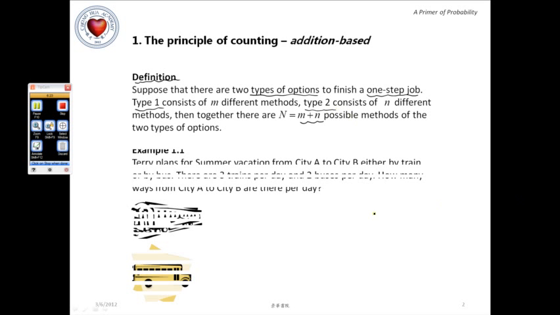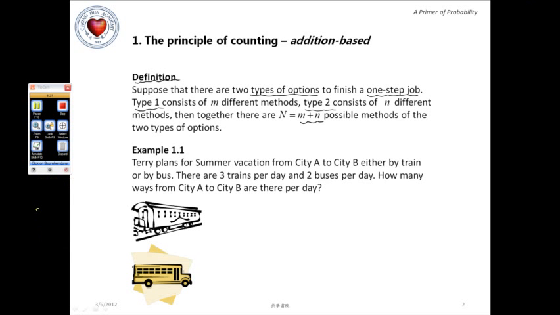Let's look at another example. Terry plans for a summer vacation from city A to city B, either by train or by bus. There are 3 trains per day and 2 buses per day. How many ways from city A to city B are there per day? What's the key information you can learn from the problem statement?